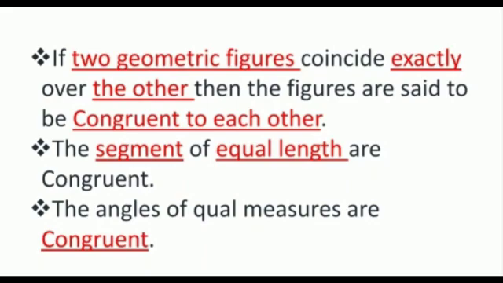So we can say that if two geometric figures coincide exactly over the other, then the figures are said to be congruent to each other. The segments of equal lengths are congruent. The angles of equal measures are congruent.